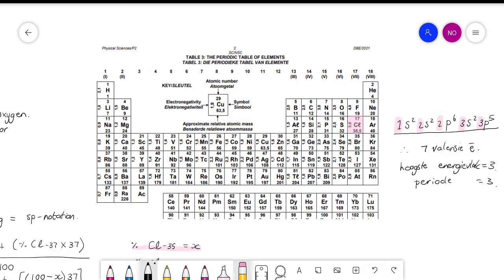Do you guys see that? How many valence electrons does he have? 7. In which group does it lie?